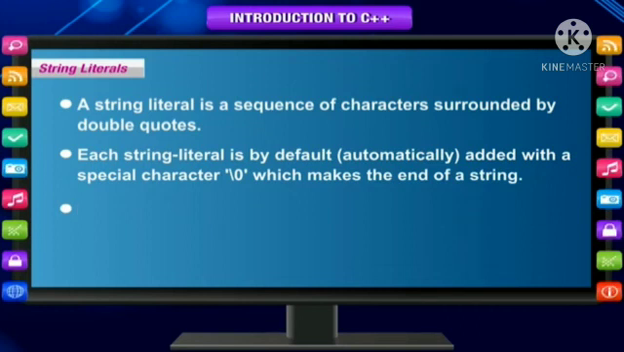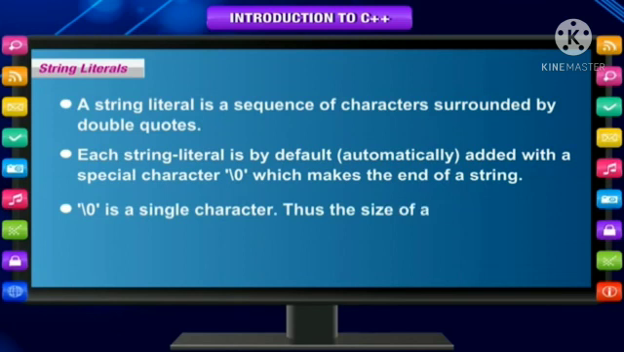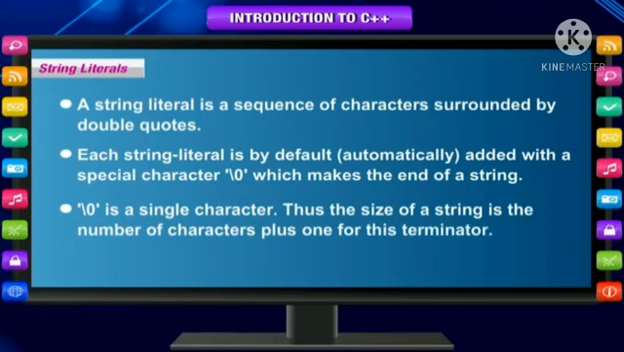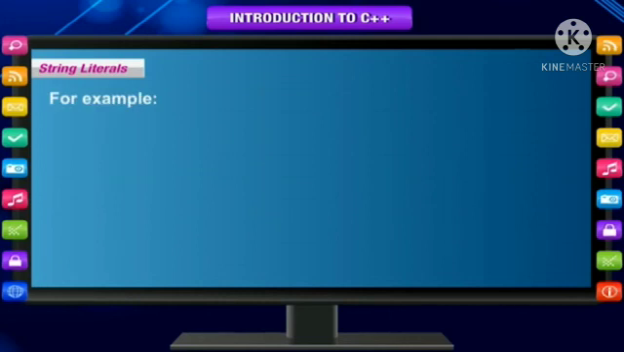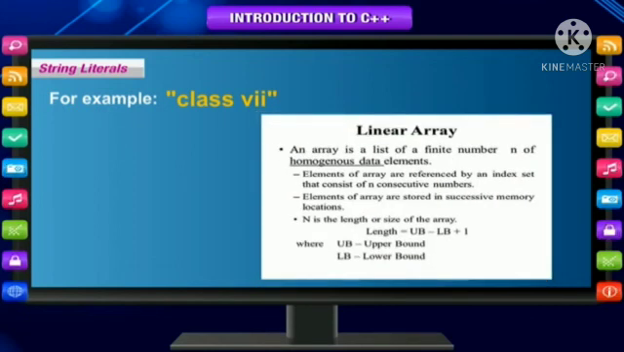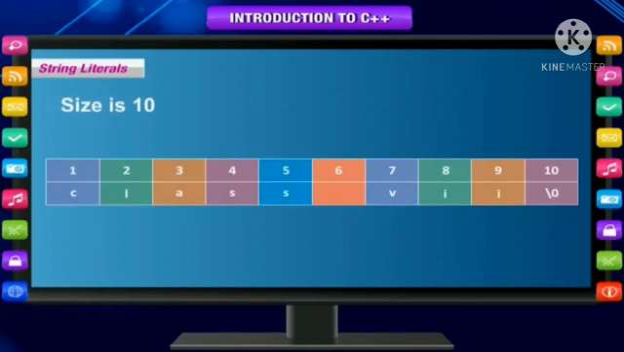'\0' is a single character. Thus, the size of a string is the number of characters plus 1 for this terminator. For example, "class 7". It is stored in the memory as follows in the form of an array. An array is a list of a finite number n of similar data elements or values. Size is 10.